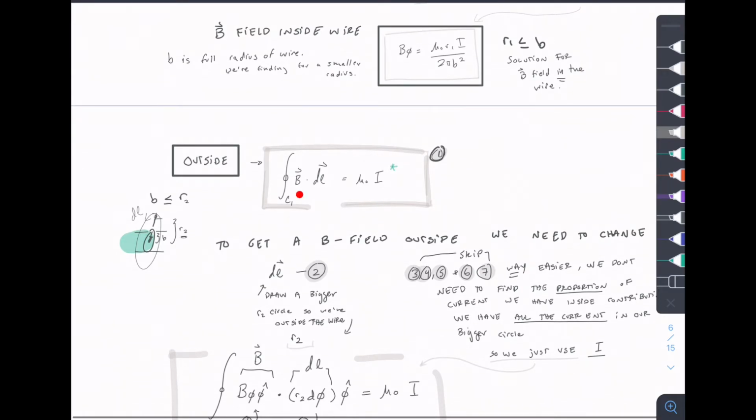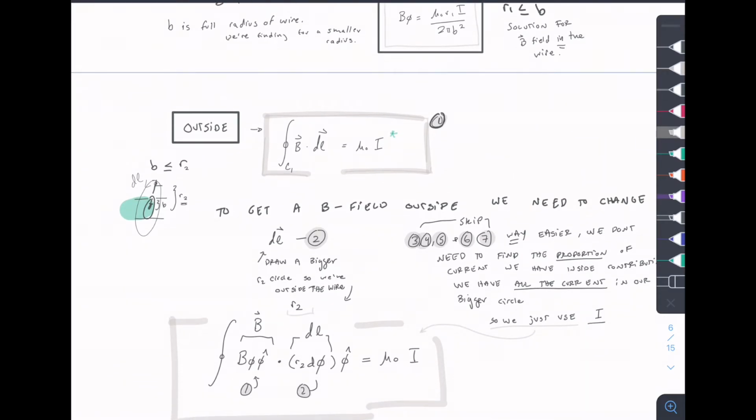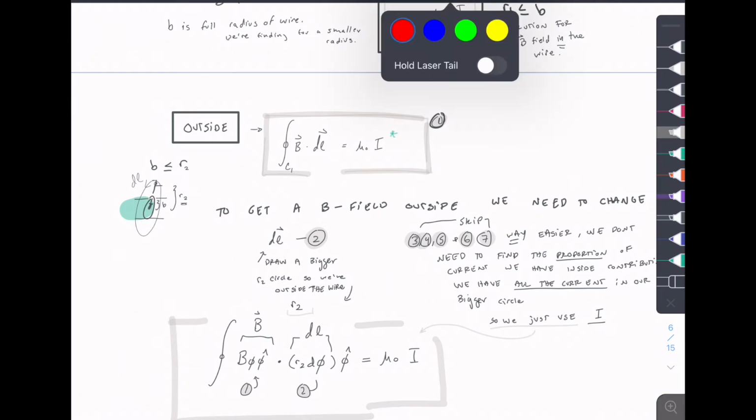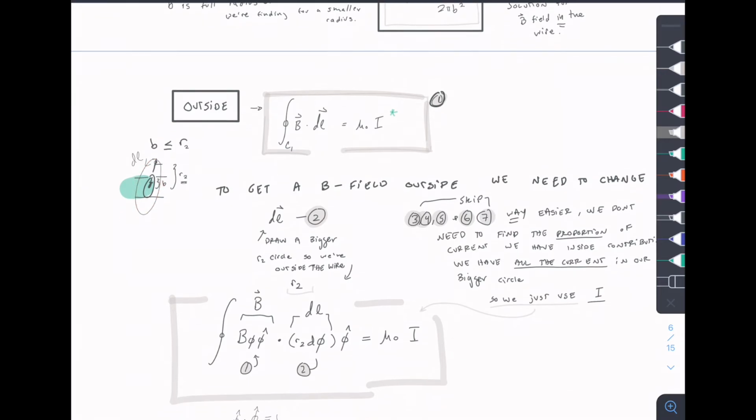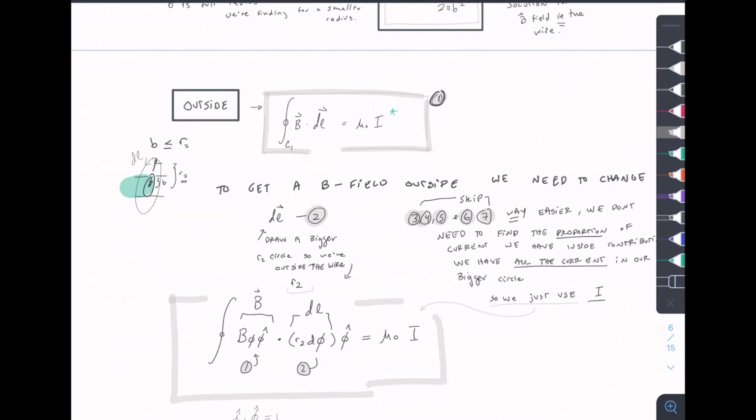Okay, now we're going to look at the B field outside of the wire. So using the same equation, equation 5-10, we need to change our dl. We're changing our dl because we're circling a larger cross-sectional area. We're circling a cross-sectional area that is actually outside of the wire. So we're plugging in this r2, which is a larger radius for a cross-sectional area for our dl.